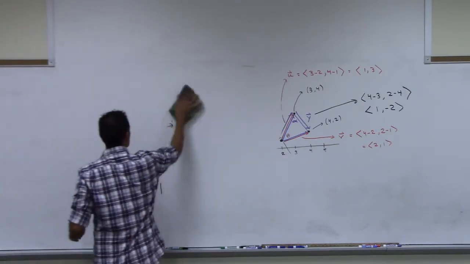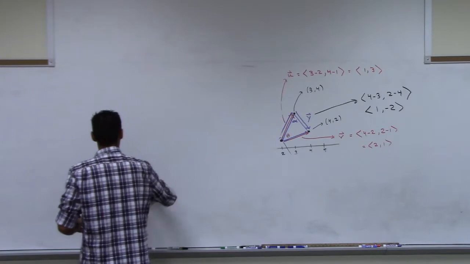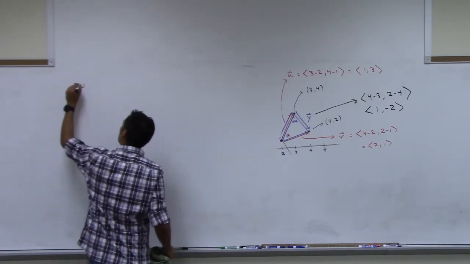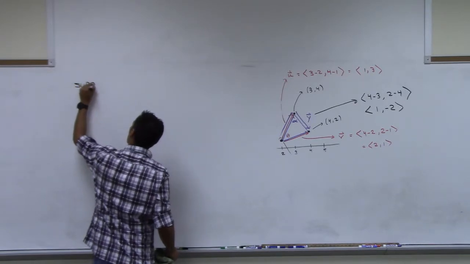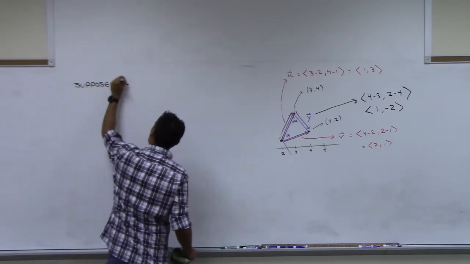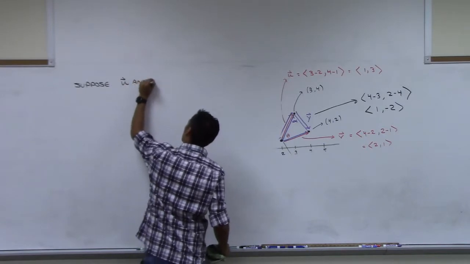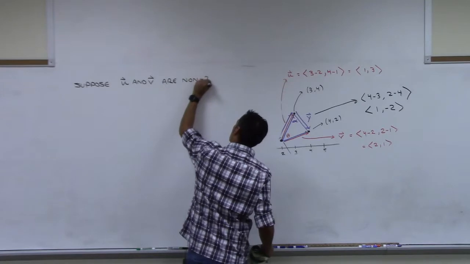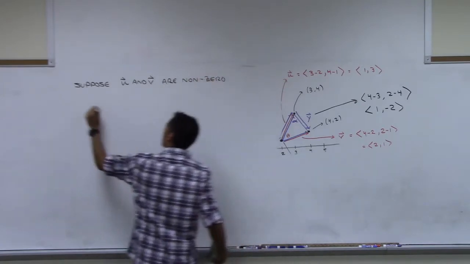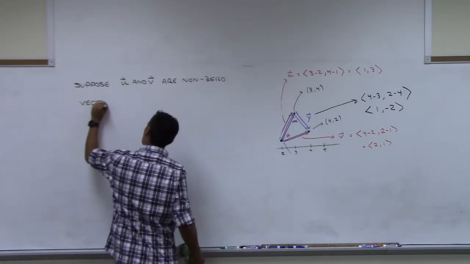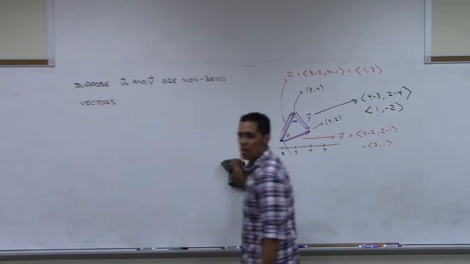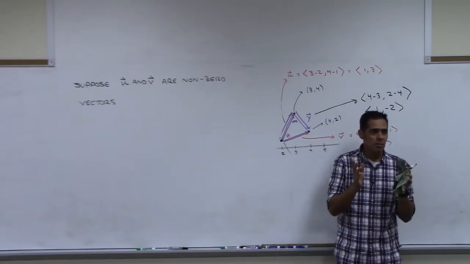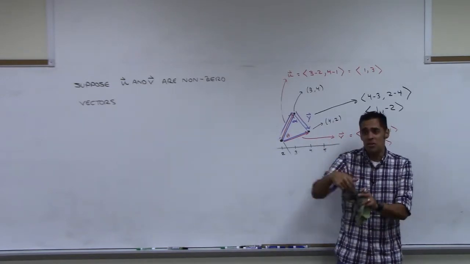Now, the big deal. Here's the big deal. Suppose U and V are non-zero vectors. Okay, so I need to first just make sure you understand that I'm not trying to trick you or anything here. We're starting out with two vectors that actually point in a direction and have some length.